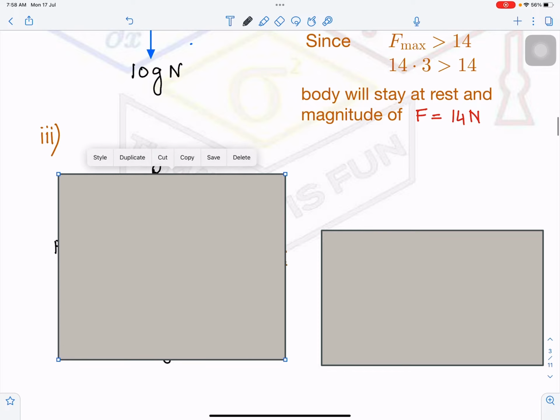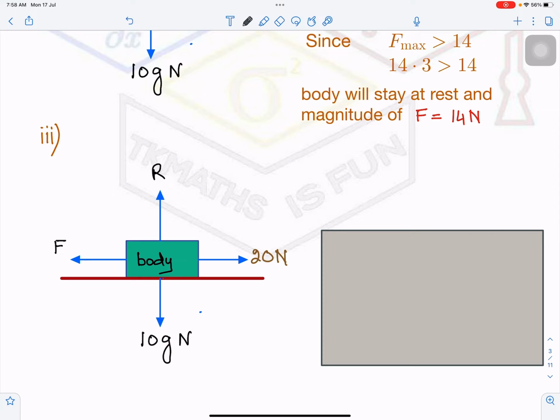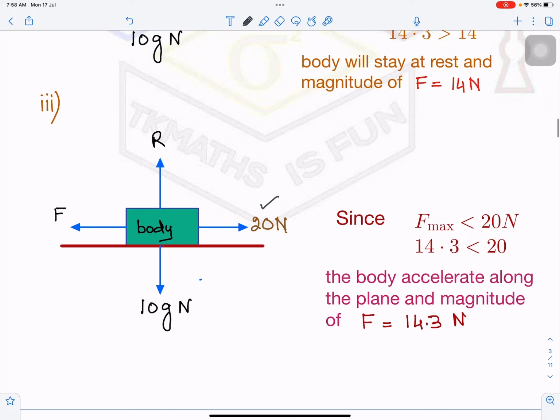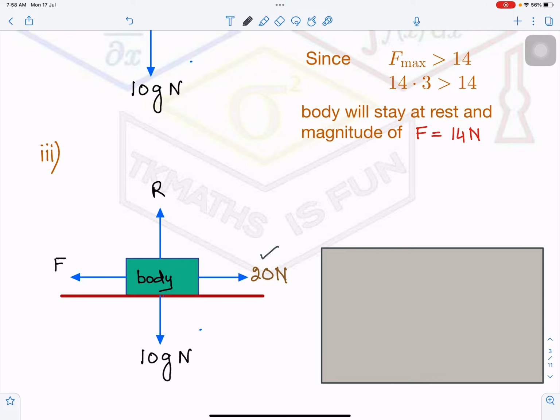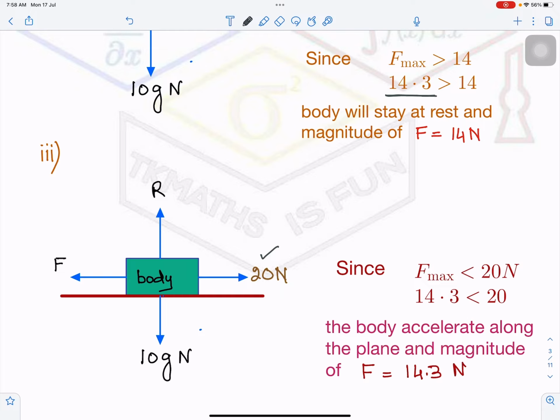Now let's see the third case. Now the applied force is 20 Newton. The rest of the values are all the same. So in this case, what will happen now? My maximum frictional force, which I calculated earlier, was 14.3. So 14.3 is less than 20. So now the body will accelerate.